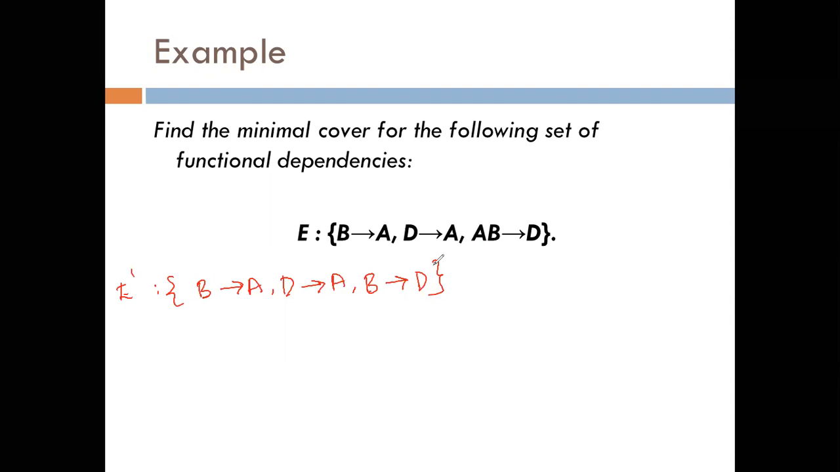In step 3 we will look for any redundant functional dependency. By using the transitive rule, if you see here, B determining A, and A is not determining anything. But now if you look here, B is determining D and D is determining A. So it is transitive. B determining D and D determining A. So two functional dependencies are there and these are transitive, and hence we can write B determining A.